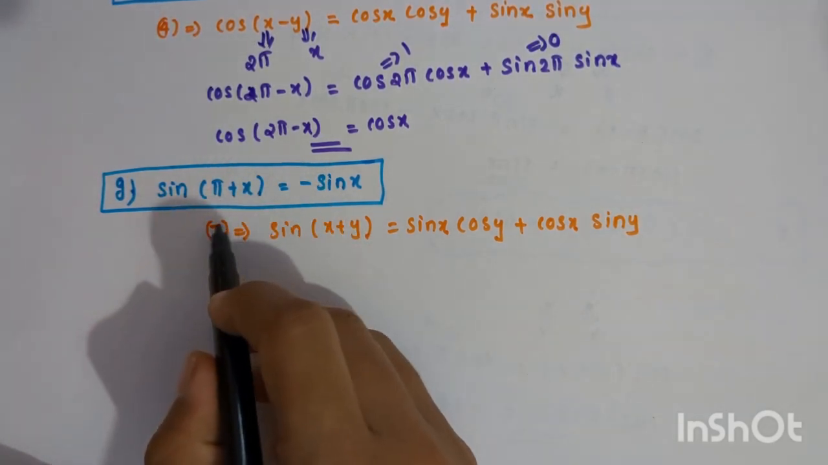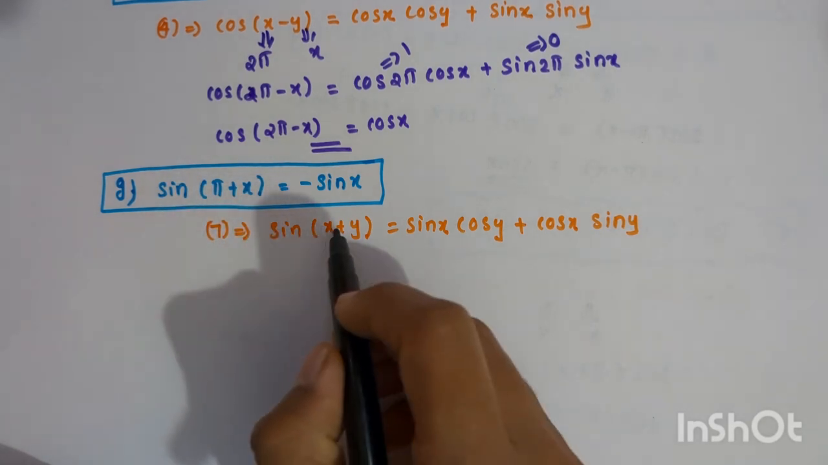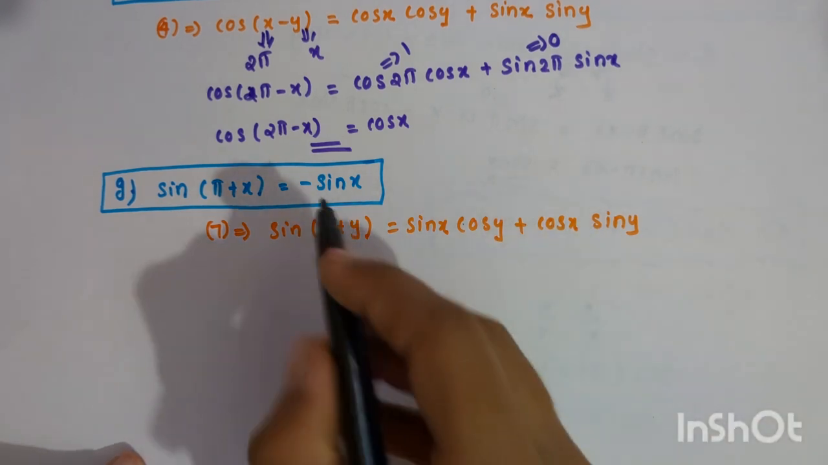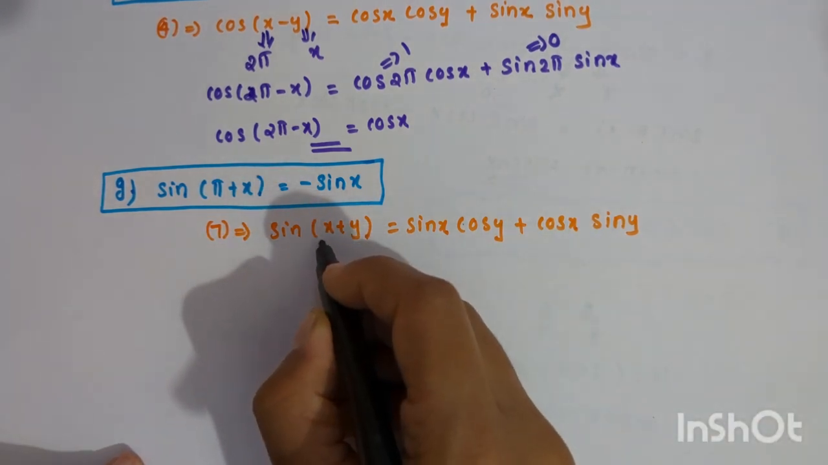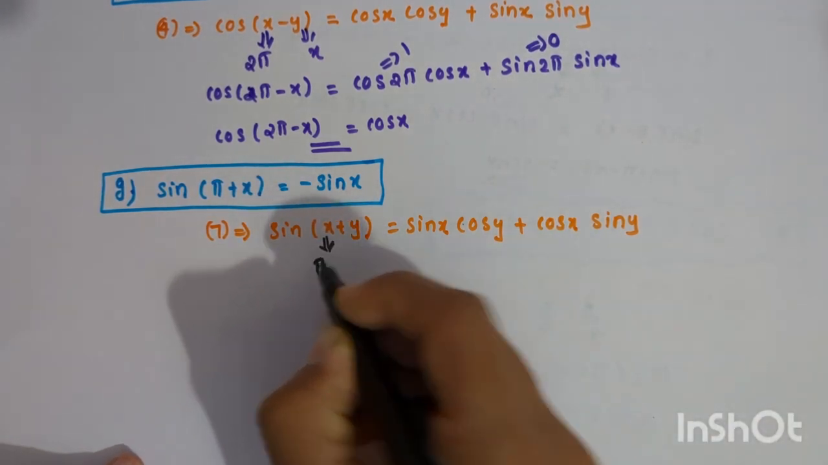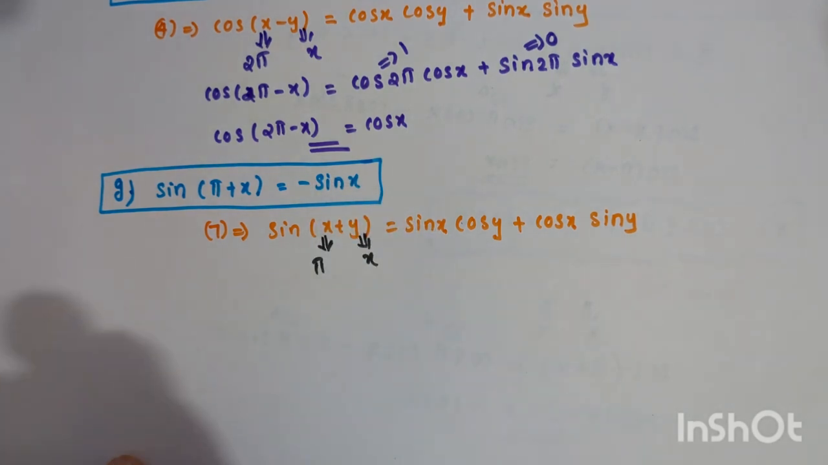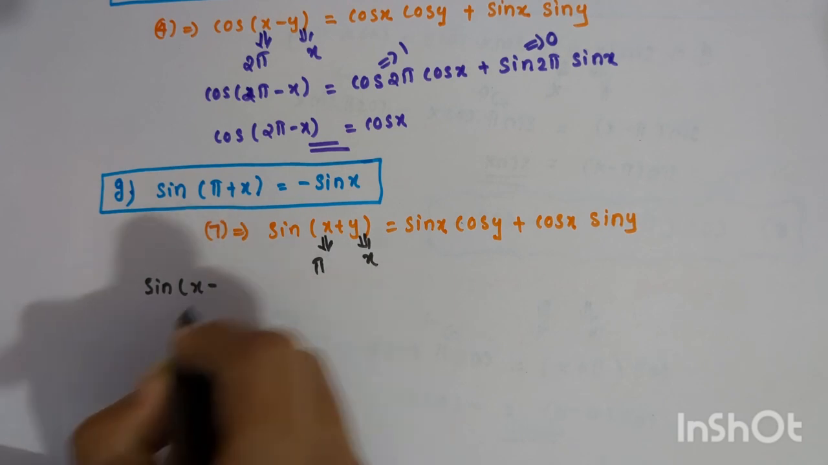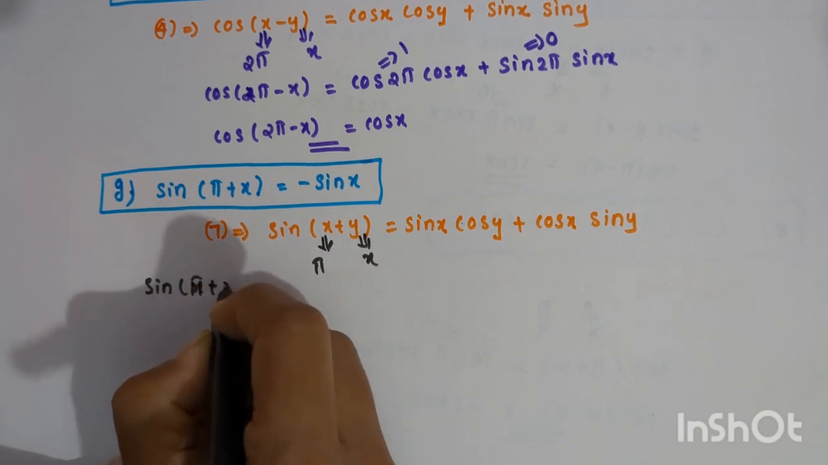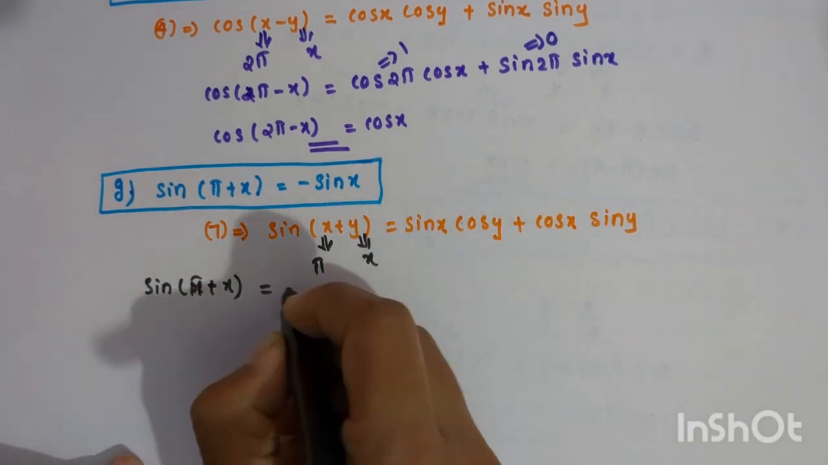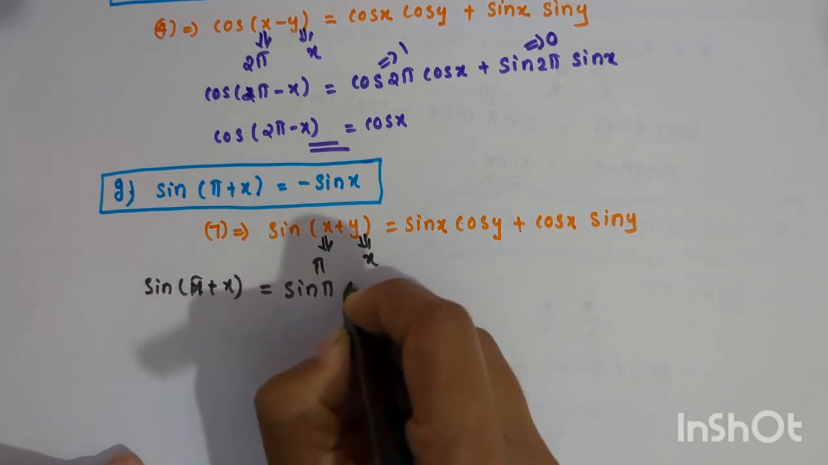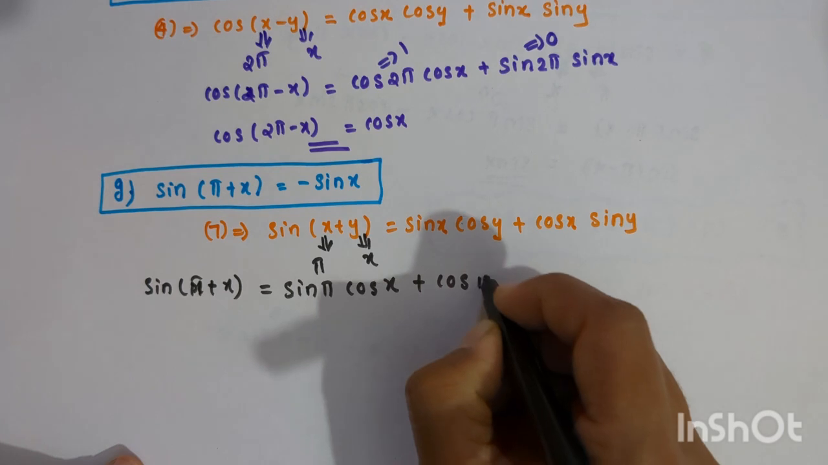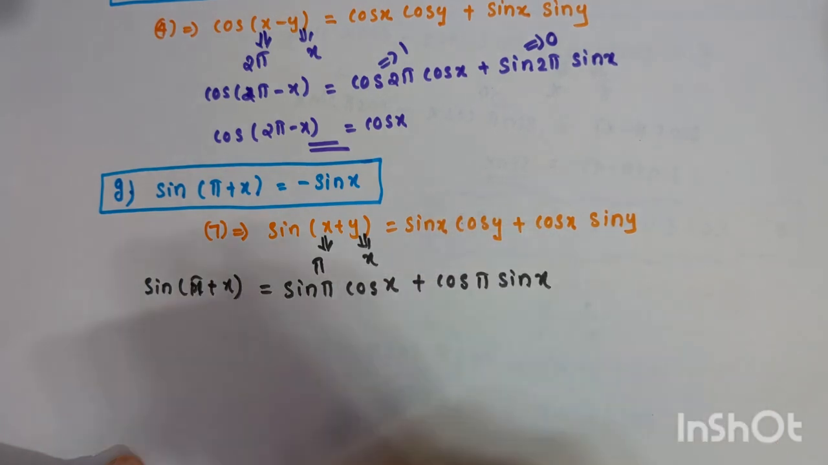To prove this, I am going to consider the seventh trigonometric identity, which is sin of x plus y equals sin x cos y plus cos x sin y. And what I am going to do is, in the seventh trigonometric identity, I am going to replace this x by pi and this y by x. So the seventh trigonometric identity becomes sin of x plus y, that is pi plus x, equals sin x, x is pi, so sin pi, cos y, y is x, so cos x, plus cos x, that is cos pi, into sin y, that is sin x.